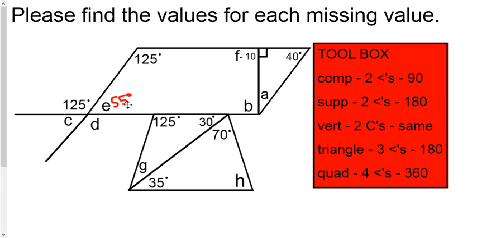Now I notice that E and C are vertical. So this has to be 55 degrees. And 125 degrees and D are vertical. So this is 125 degrees. So just like that, we've got E, D, and C.